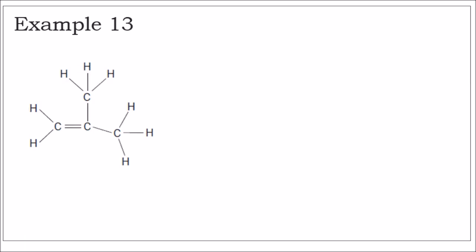Example 13. Okay, this is interesting. Not really, but well, it's better than the other examples. So once again, you have a double bond present, so the molecule is going to end with "-ene" for alkene. The longest carbon chain. All right, I think this is why I put this example here.